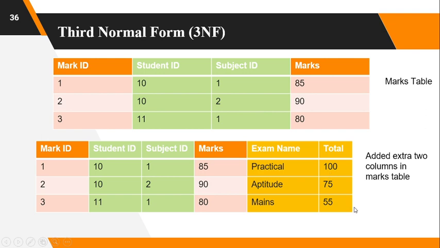What is transitive dependency? Transitive dependency is when a non-prime attribute depends upon other non-prime attributes rather than depending upon the prime attribute. Let me explain that clearly. In this table, what is the prime attribute? Student ID and subject ID together act as the prime attribute. All the other remaining attributes are non-prime attributes: mark ID, marks, exam name, and total. So these columns are called non-prime attributes.